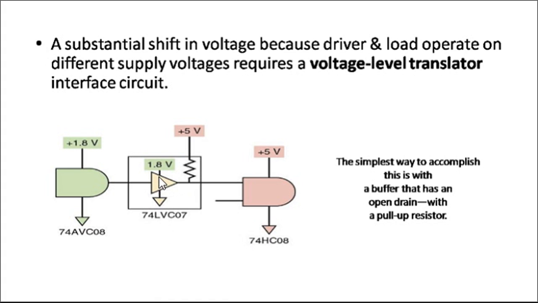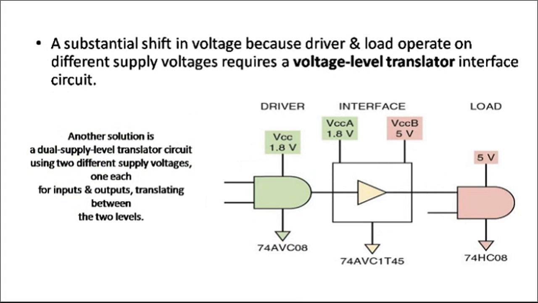But if we see here, we are providing 1.8 volt, and here we can provide plus 5 volt. So at the output of this AND gate, it will provide approximately 1.8 volt, which is not sufficient to drive this IC 74SC08. So what do we have to do? We have to add an external pull-up resistor with a plus 5 volt supply, and then it will be driven. These are the interfacing examples.